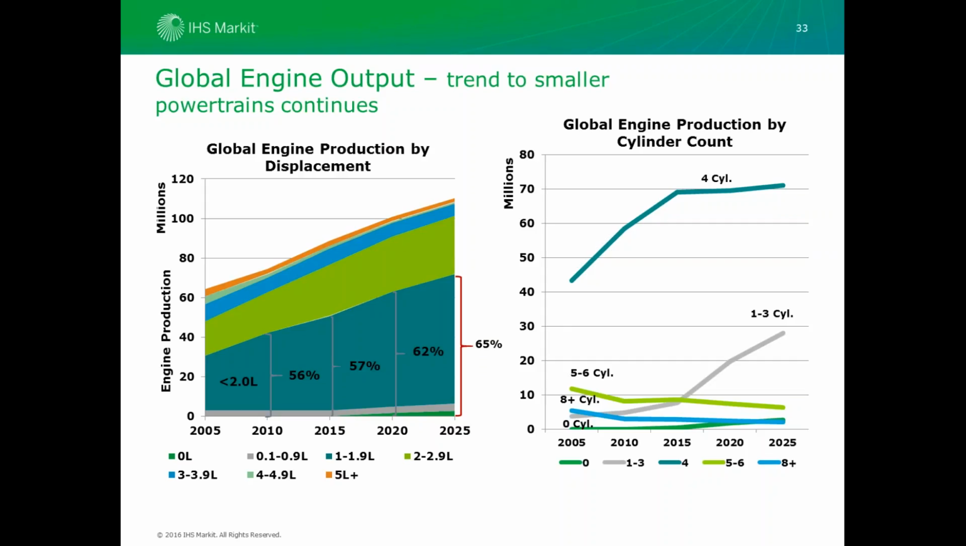And we think this more powerful, smaller engine is what's helping to drive the CUV and the SUV, because they can take these, put them in a little bit larger vehicle, and, like I said, not have to give up horsepower, but also get fuel efficiency.